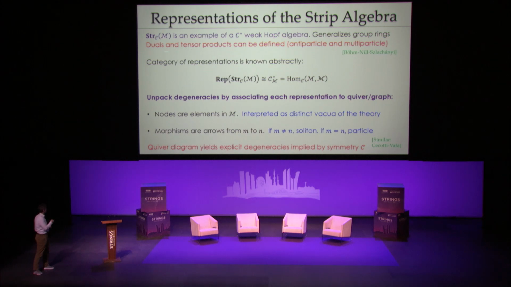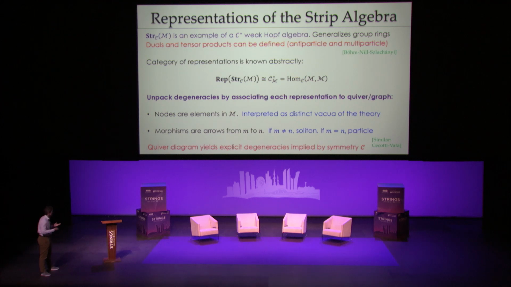It's where we can define duals and tensor products. The second fact is just like the tube algebra had a well-known representation theory; here, abstractly at least, the representations are also known. The representations of this algebra is a certain homomorphism space that involves the module and the fusion category. That's very abstract. We'd like to unpack it and get somewhere specific.